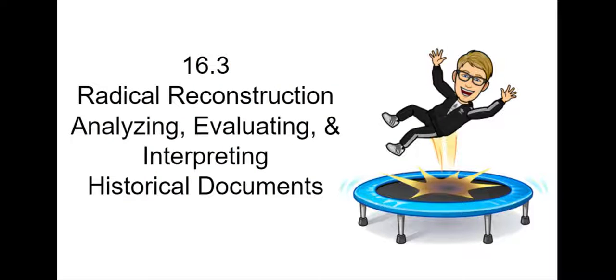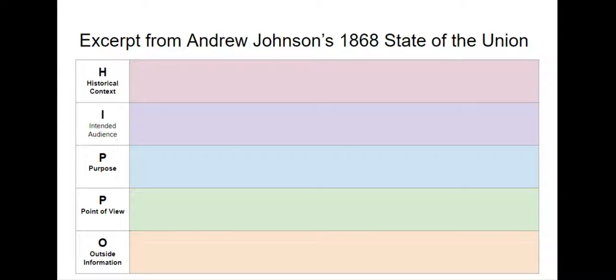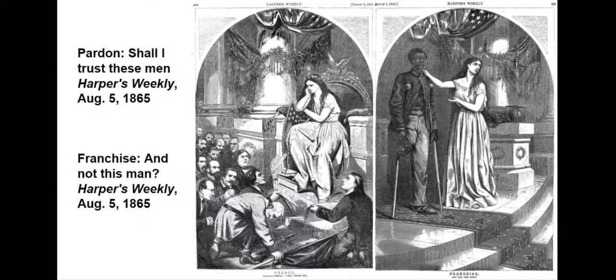So there are your closed notes. Let's take a look at some of the documents, the two documents I want you to look at. Let's bounce on out of here. One is the excerpt from Andrew Johnson's 1868 State of the Union address. So you got to think about what was going on in 1868. Look back at your notes if you need to. And do your hippo. Hip, hip, hippo.